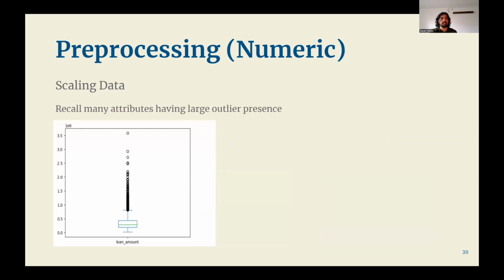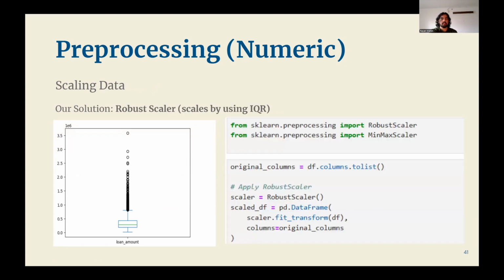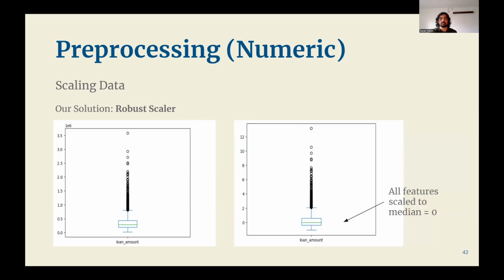So now we have to scale our data. Recall that many of our attributes have a large presence of outliers. We want to keep these outliers because they're valuable indicators, but we still need to scale the data to balance out our features. So our solution is to use robust scaler, which scales by using the interquartile range. And we can see the results here where all the features are scaled to a median at 0.